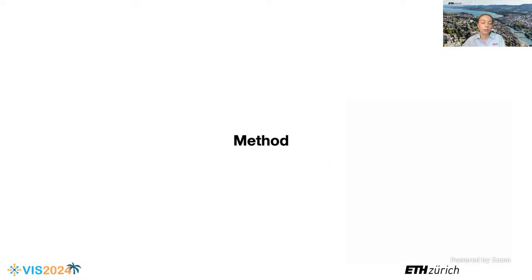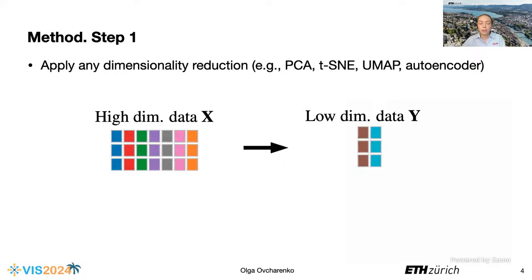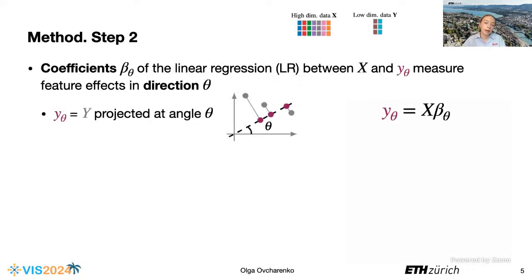Now, how is a feature clock built? First, we apply any dimensionality reduction technique to our high-dimensional data, which we call X, and we call our low-dimensional data Y. Let's say we applied UMAP to X. We need to decide how to measure feature importance, and we employ linear regression between high and low dimensional data. Linear regression produces coefficients for each feature, and we use them as feature importance. So now we are interested not only in the coefficients, but also in the direction of the biggest coefficient to make something like a biplot for linear dimensionality reduction.